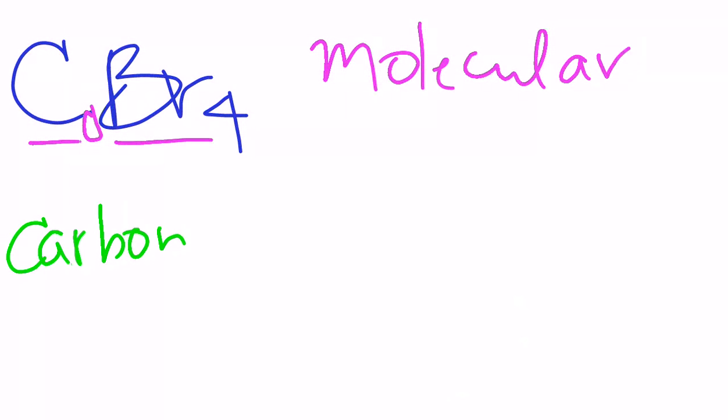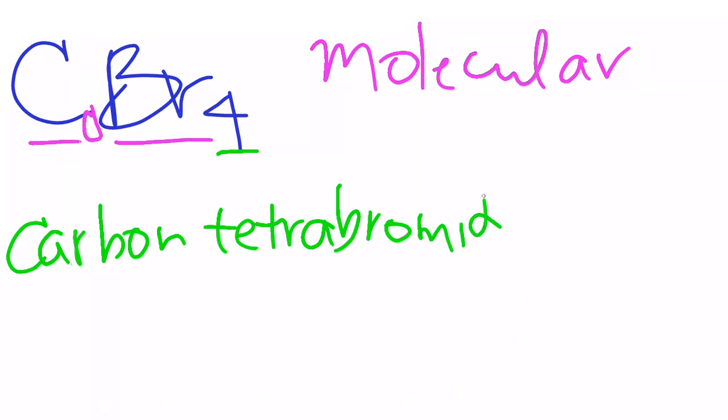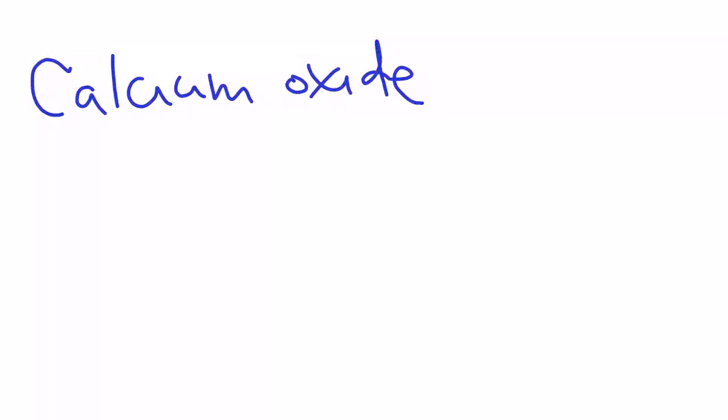Now we look at the next element. We write the prefix. 4 is here. So the prefix for 4 is tetra. And then we change the ending to IDE, so tetrabromide. So we have carbon tetrabromide. All right, let's look at another example. So this time we have the written name, and we want to go to the formula.